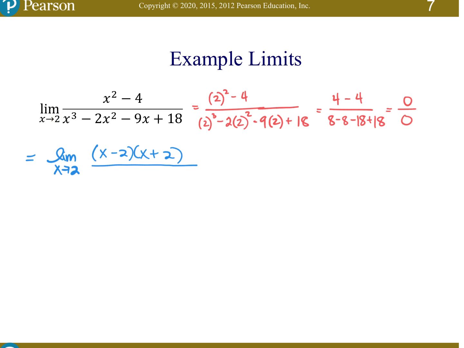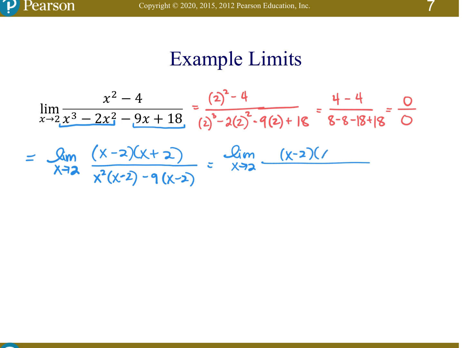I'm going to do what we call group factoring. So I'm going to factor the first 2 terms, take out x squared, and that leaves me with x minus 2. And then I'm going to factor the second 2 terms. I'm going to take out a negative 9. That also leaves me with x minus 2. So that kind of factoring where you factor by groups allows you to keep factoring. So my numerator is x minus 2, x plus 2.